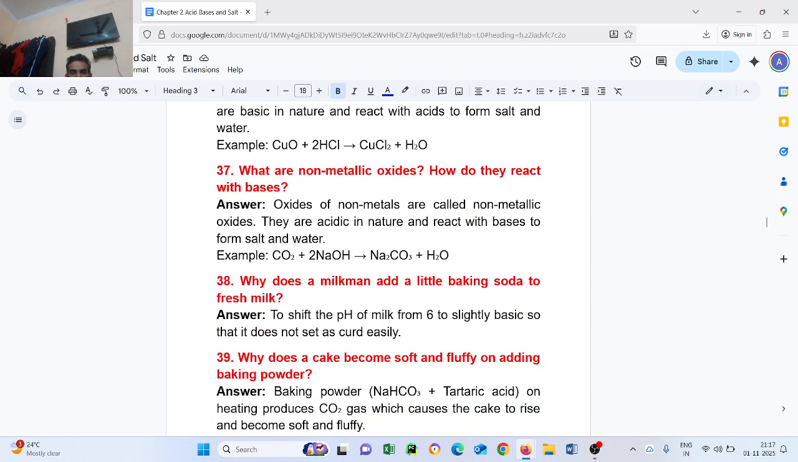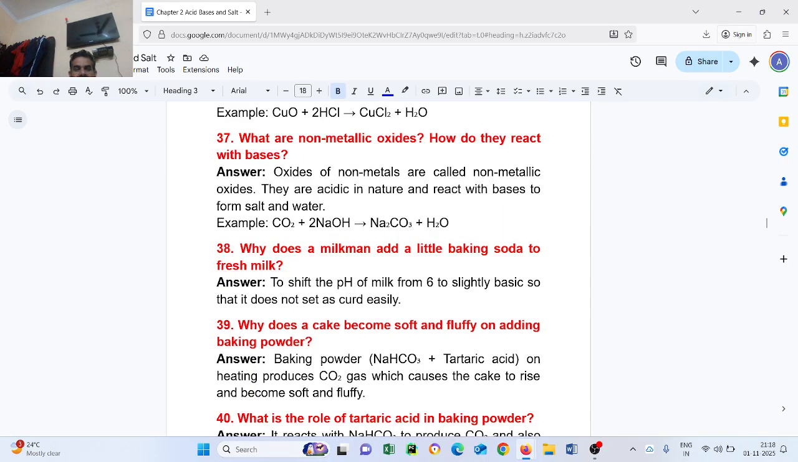Question number 38. Why does a milkman add a little baking soda to fresh milk? To shift the pH of milk from 6 to slightly basic so that it does not set as curd easily.